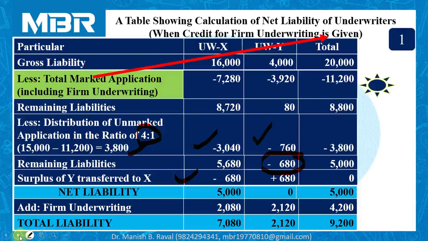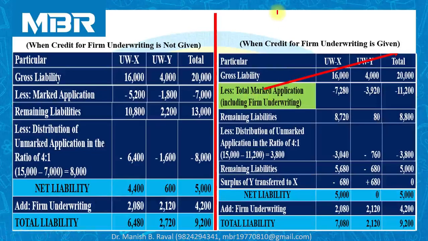Now, for the purpose of your easy understanding, I have prepared this answer in a comparative format, so you can easily compare the solution of the problem in both situations. The first situation is when credit for firm underwriting is not given, and the second situation is when credit for firm underwriting is given. Simply analyze the solution. Gross liability 16,000, 4,000 and 20,000. Gross liability remains the same in both cases.